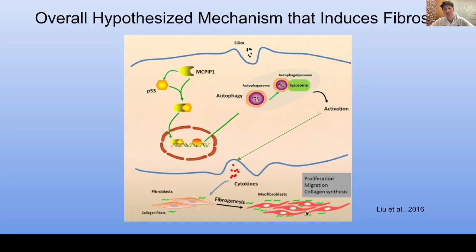The cool thing that they point out, though, through this diagram is that if you target the amounts of P53 and MCPIP1, this could be a nice diagnostic tool to detect silicosis early before it gets really bad. So just a cool clinical relevance that they discovered here.